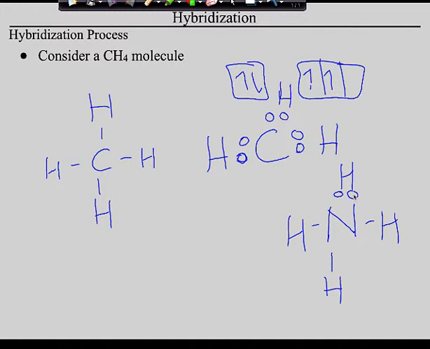Guys, today we're going to talk about the answer. Why is it that carbon can form 4 covalent bonds when it only has 2 bonding sites? And guys, the answer is hybridization. So let's talk about hybridization.